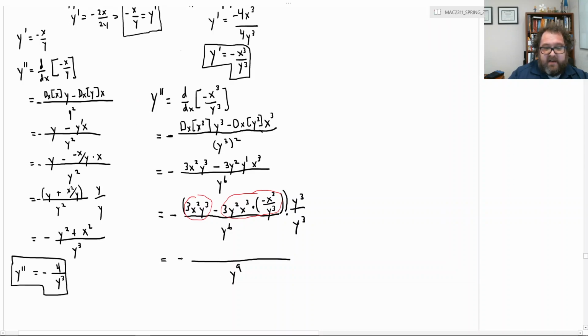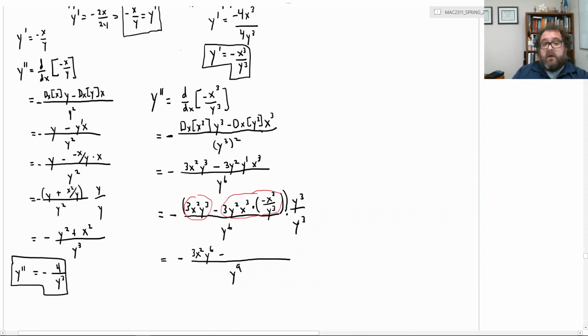Of course, there's a negative sign out front, and then we have 3x squared, but we're going to have y cubed times another y cubed. Again, when you multiply those power functions with the same base, you add the exponents. So 3 plus 3 being 6. So 3x squared y to the 6th minus.